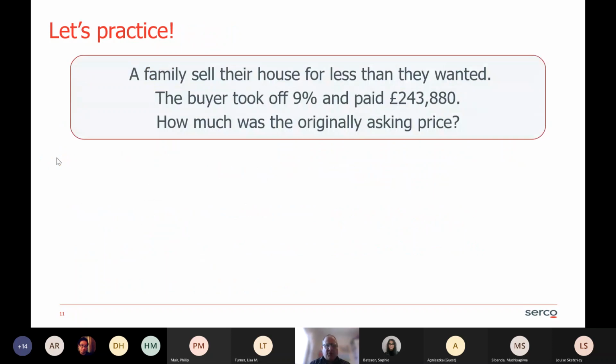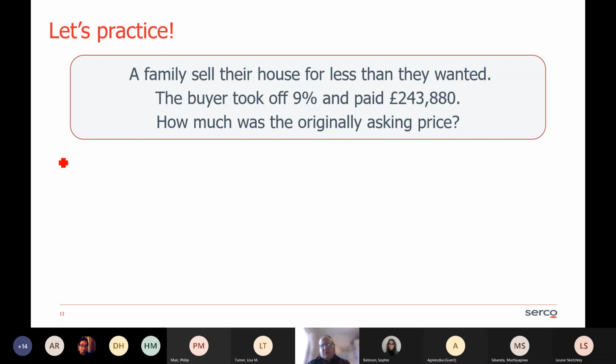And what I'll do is I'll give you some time to do this. So a family sell their house for less than they wanted. The buyer took off 9% and paid that amount, £243,880. And the question wants to know how much was the original asking price. We can see straight away it's a reverse percentage question because it tells us this is what they've paid and we want to know the original price. So we know it's a reverse way around of doing things.